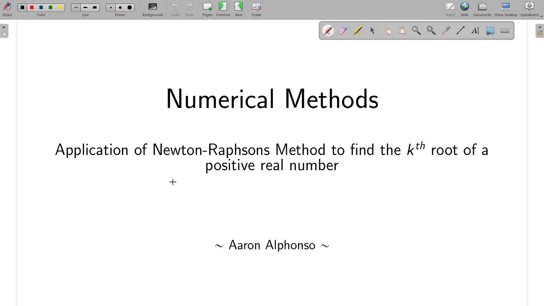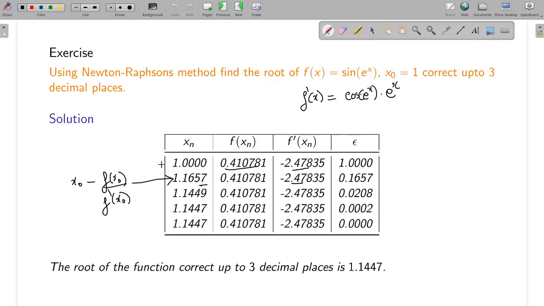So, some applications of the Newton-Raphson method. By the way, the Newton-Raphson method is generally the fastest of the three. As you can see, to find the root correct up to 3 decimal places, I have simply got it within these many steps. While I think, if I'm not mistaken, the bisection method would take you 16 steps. Well, this is just 5 steps.